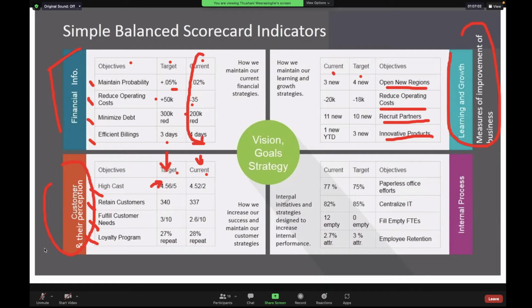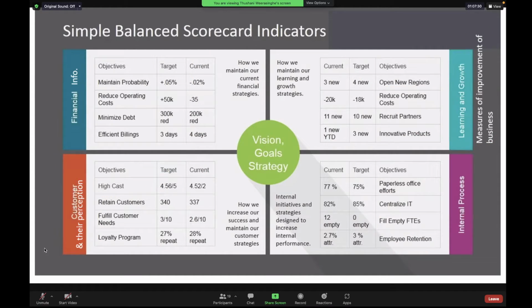Then you have the internal processes. So you can see the paperless office efforts, all kinds of internal activities, centralize the IT, fill empty FTEs, okay, employee retention, likewise. You can have some business internal process activities, and then you can again have targets and what is happening there. Now it's a scorecard. Can you see that it's a scorecard? So this will help you to identify where we are right now and what we should do. Okay, whether we have achieved the targets or not.